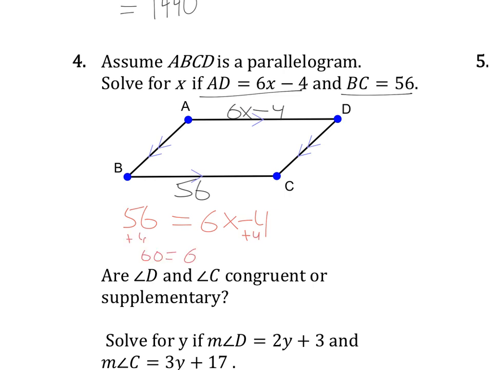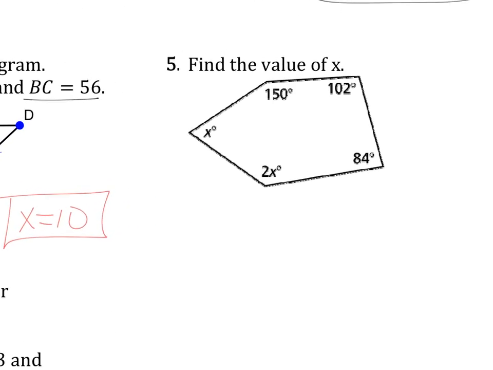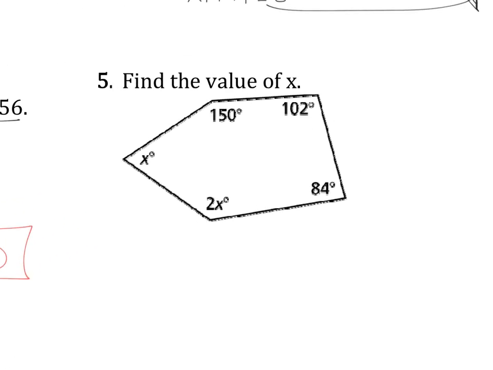60 equals 6x. Divide by 6 and we get x equals 10. All right? Pretty straightforward there, hopefully. Now we've got a pentagon. Now we're talking angles. Now we're talking degrees. Okay? And so we've got a bunch of angles.